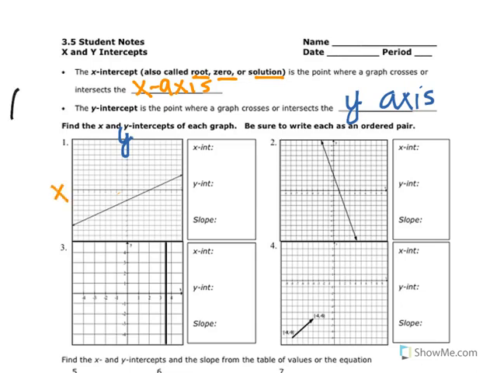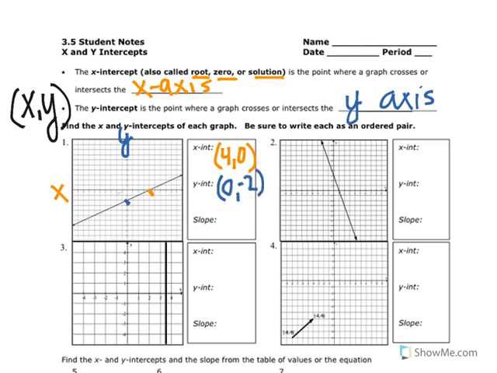Remember, a coordinate pair is an x, comma, y. And so the x-intercept is over here, and that is 4, comma, 0. And the y-intercept is right here, and that is 0, comma, negative 2.